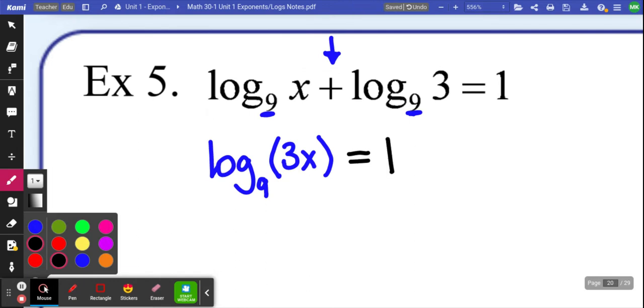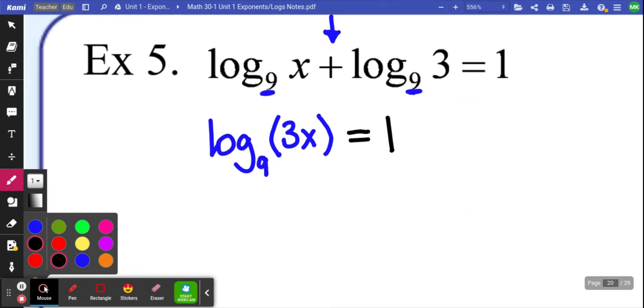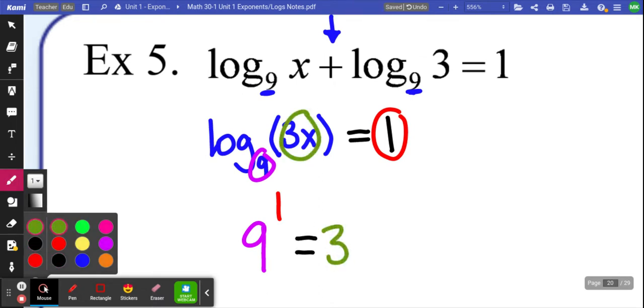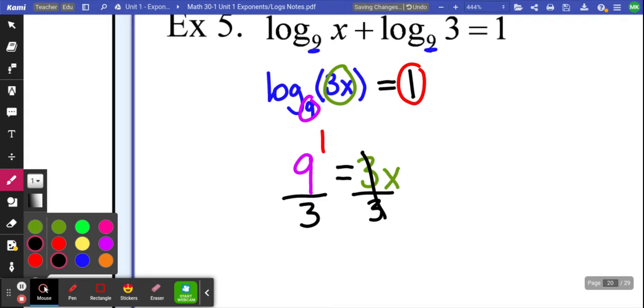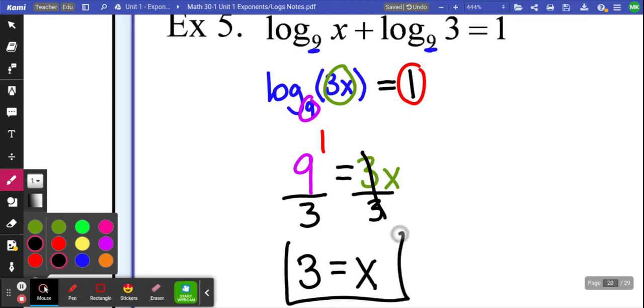Same base, use log laws, make it one log. The reason that's helpful is we can solve single log problems. We've already done it before. If x is part of the log, you need to change to exponential form: base of the log, base of the power. Whatever was on the other side becomes your exponent, equals the argument. Get x by itself, divide that 3 to the other side. 9 to the power of 1 divided by 3 is 3. X equals 3. If you can get things to be a single log, solving logs is a breeze.